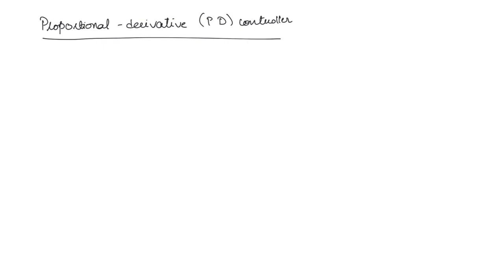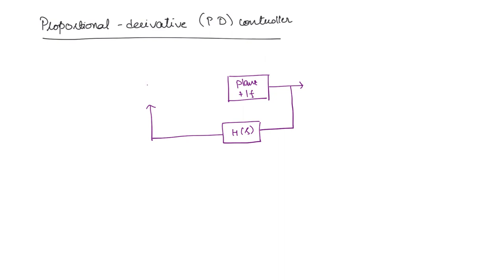The first controller is the proportional derivative controller, which is abbreviated as PD controller. So how does it look? What is the transfer function and what are the effects of this kind of controller? First you will have the plant transfer function in the forward path, and you're going to have the feedback transfer function as well, which we will represent as H(s). Now in the forward path only, you're going to have the PD controller.